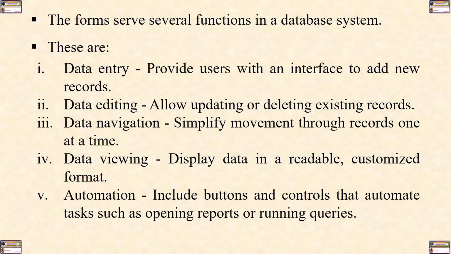Number five is automation. With the use of forms that include buttons and controls, you can automate tasks such as opening reports or running queries that you need to execute more than one time. For example, if you are tracking the way the students are making payments in your institution, the amount that a student owes today may not be the same amount that the same student owes tomorrow in the form of fee balance. And therefore, if you want to be checking the amount of fees that each student owes the institution in the form of balances, it can be very easy if you have a button which you just click to view the status of fees payment.